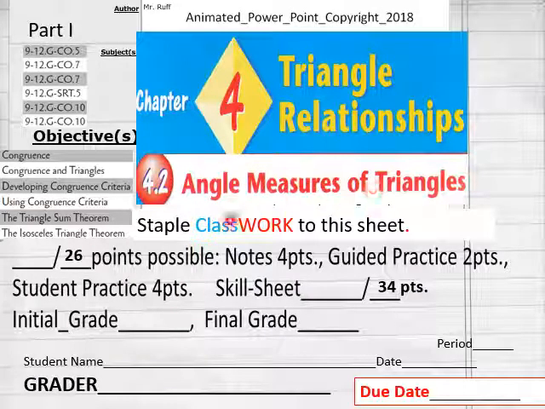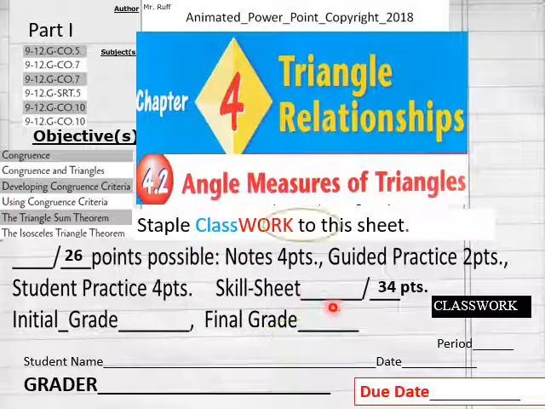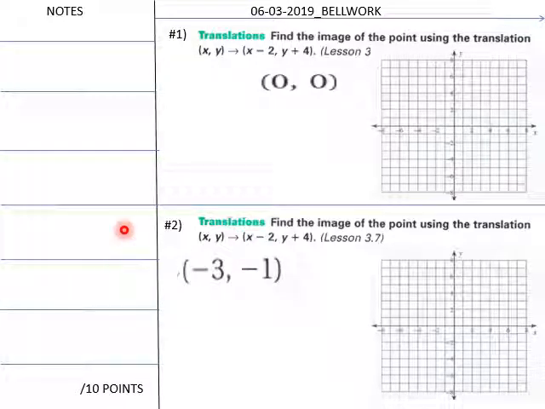4.2 Angle Measures of Triangles. We have a 34-point skill sheet here for classwork. Then we got a 26-point notebook sheet.